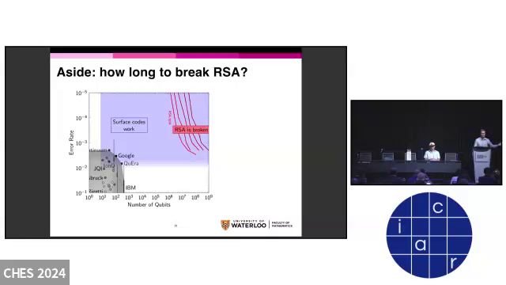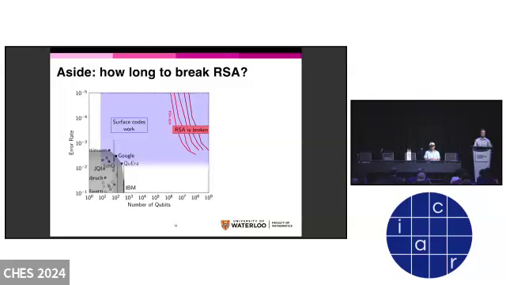So we're pretty much where we need to be in terms of error rates, but we need 20 million qubits compared to the 100 we have today. So I mean, I expect this to happen. I hope and I expect that by the time I retire, quantum computers will break RSA.